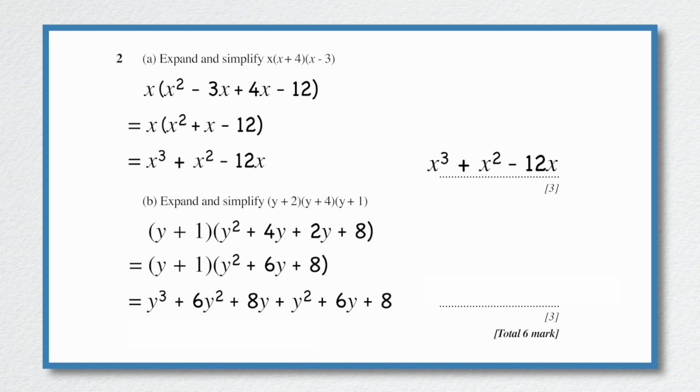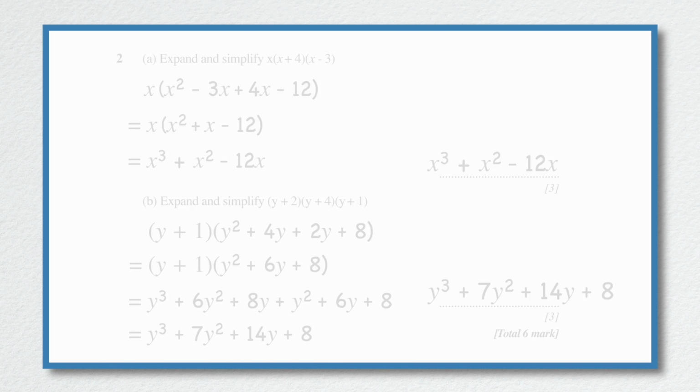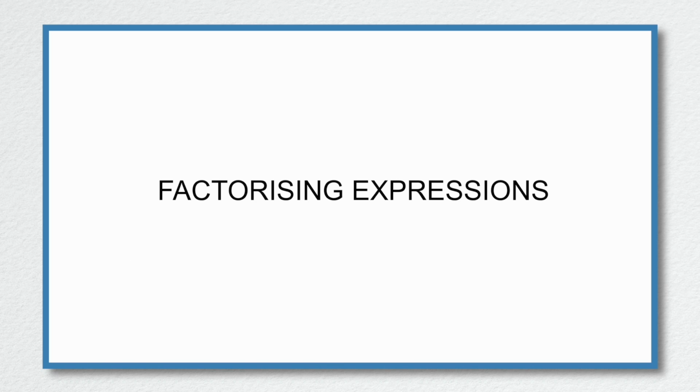Again, this can be simplified. And this simplifies to y cubed add 7y squared add 14y add 8. And that's the answer for 3 marks. So this expression has the factors y add 2, y add 4, and y add 1. So that's expanding expressions. Now let's look at factorising expressions.